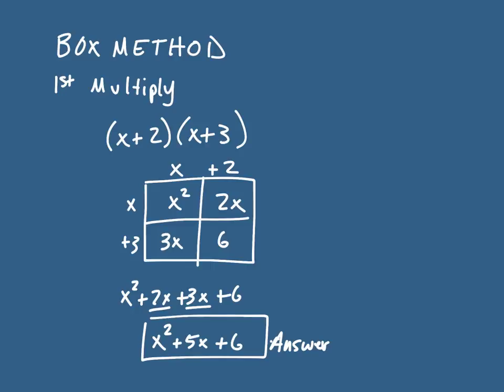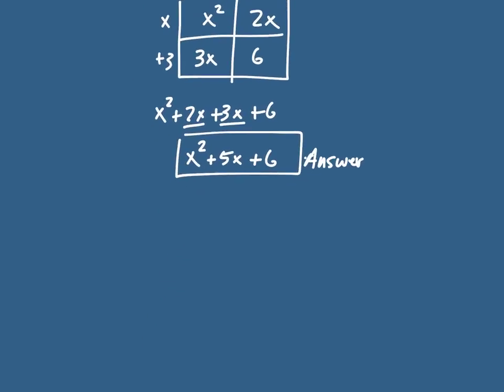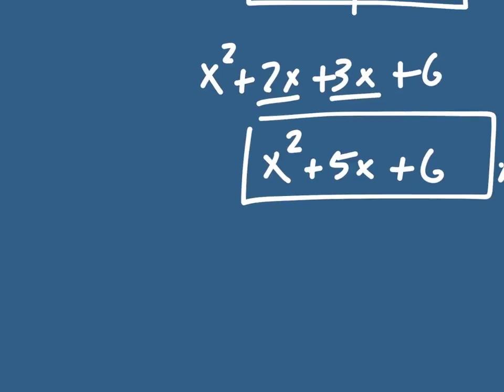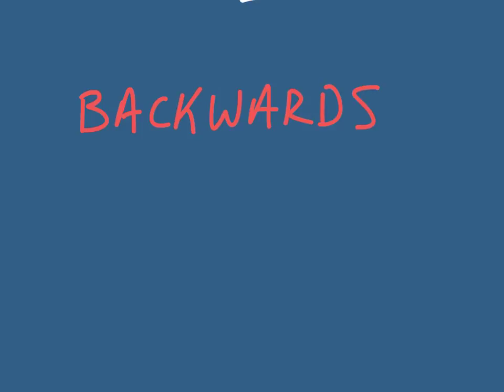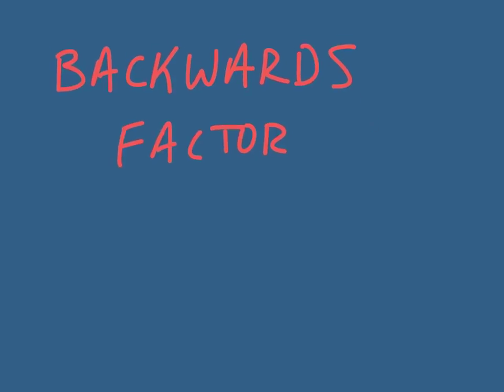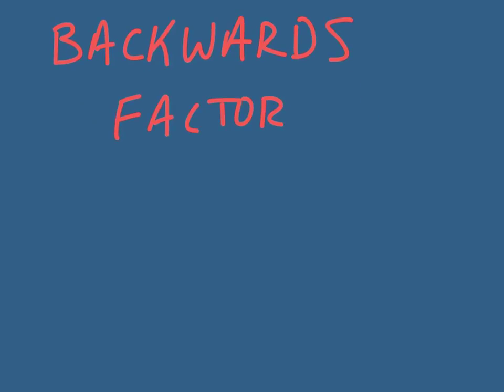Now what we're going to do is go backwards, meaning I'm going to factor, but I'm still going to use the box method. Let's say I want to factor, and I'm going to do the same thing. I'm going to factor the trinomial x squared plus 5x plus 6.